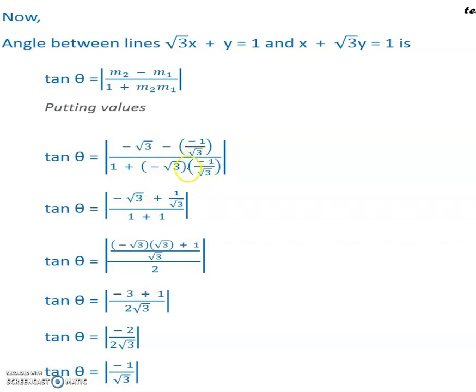Here we have to take the cross multiplication, root 3 into root 3. So minus root 3 into root 3, minus minus plus 1. Now minus 3 plus 1 upon 2 root 3, which is minus 2 upon 2 root 3, 2 gets cancelled. Final answer minus 1 upon root 3. Tan theta is equal to minus 1 upon root 3.